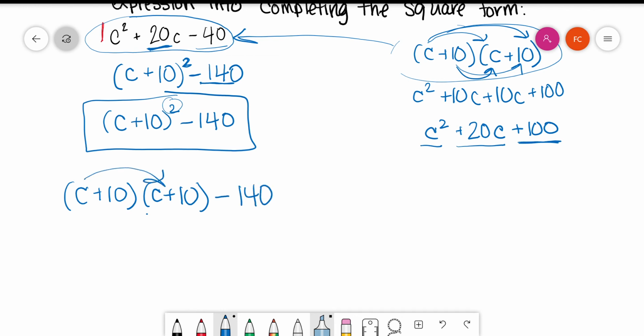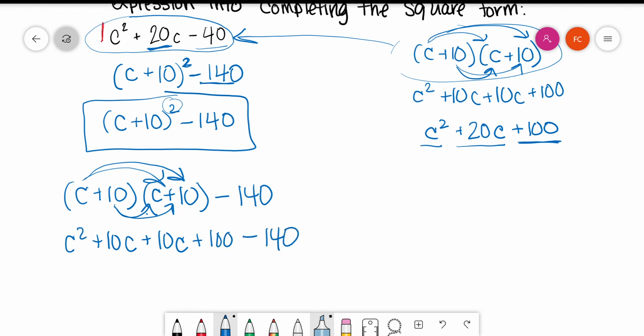And I'm going to do some math here. I'm going to do c squared. I'm going to get plus 10c. I'm going to get plus 10c. I'm going to get plus 100. I'm going to bring down this minus 140. And I'm going to make sure when I combine all the like terms in this big long expression, I end up back at what I originally started with, which was c squared plus 20c minus 40.